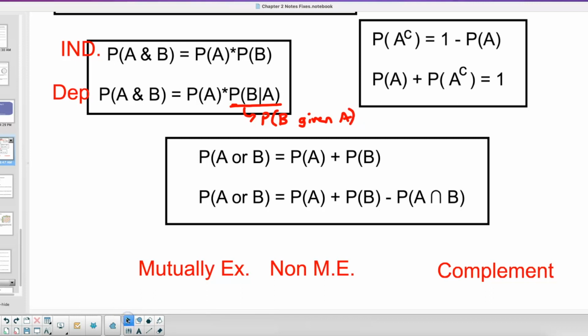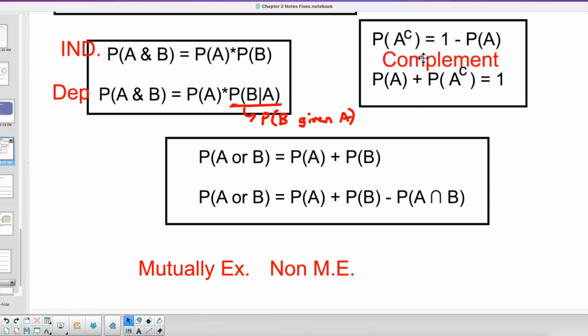Next, looking at these ones here, we're looking at some opposites. They're called complements. Both of these are complements. That A with a C by it means not A. So if we want to figure out the probability that something does not happen, we just take 100% minus the probability that it does happen.